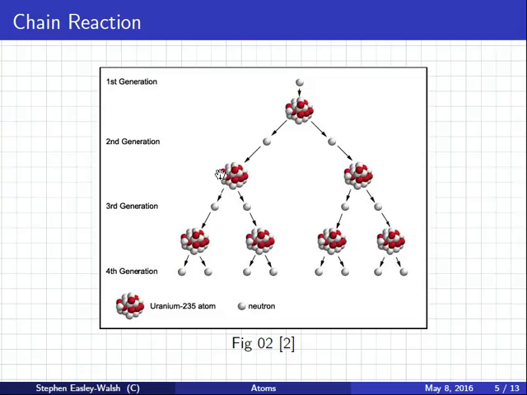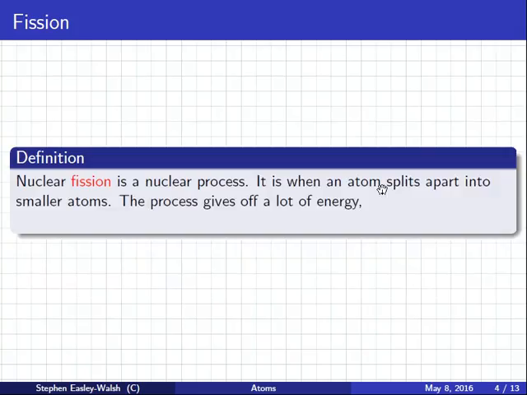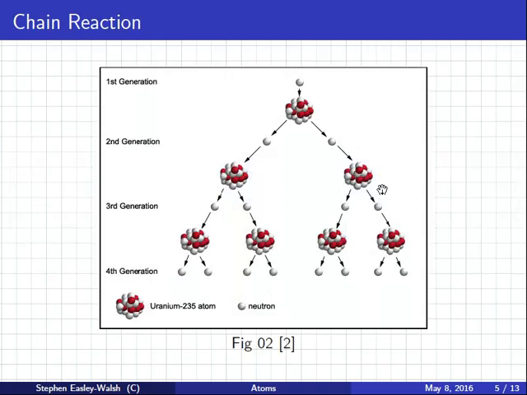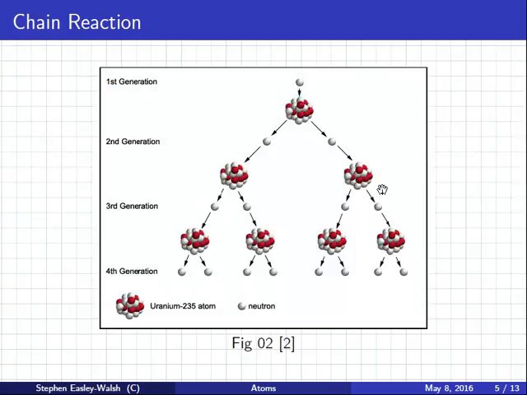Each time it splits, you get energy. So each time it releases a neutron, you have energy as well. So this process can be used to make more energy. This is called chain reaction. And I think you can draw this picture too.